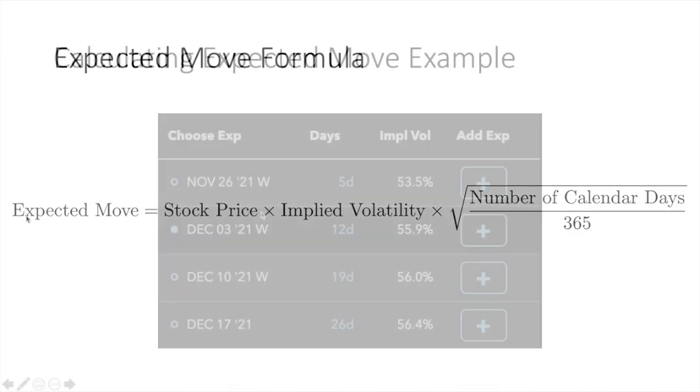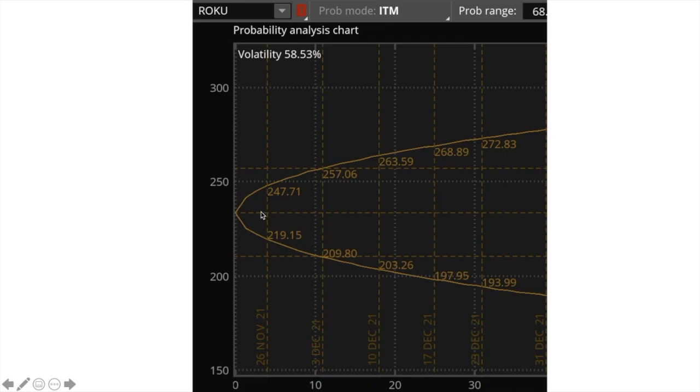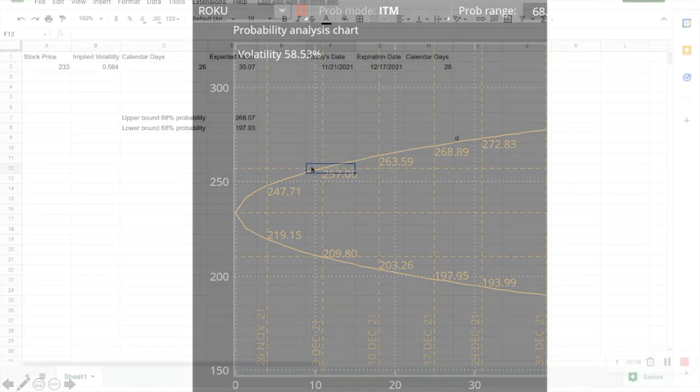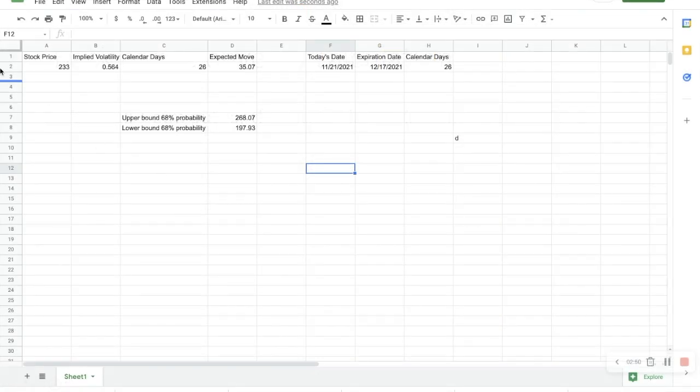Here's another interesting visualization of the expected move. You can see each expiry has a price range, and I'll show you how to calculate that. I put together a little calculator on Google Sheets, so let's go there. It's a little expected move calculator that contains the formula I just showed you.